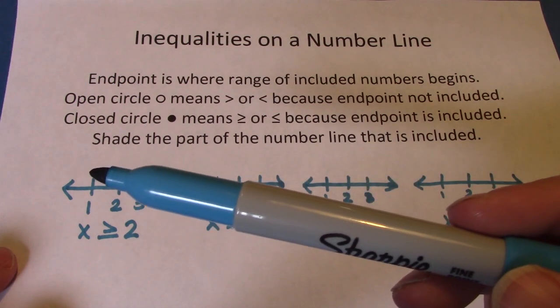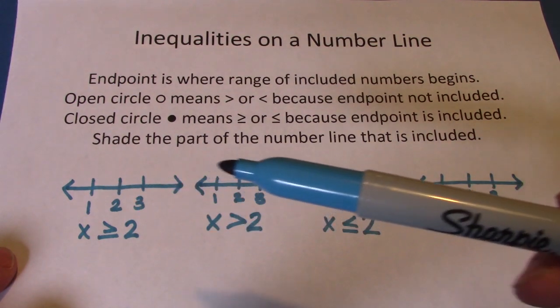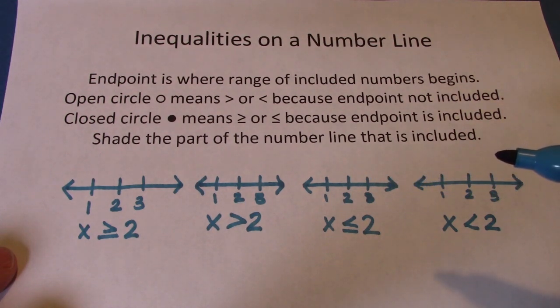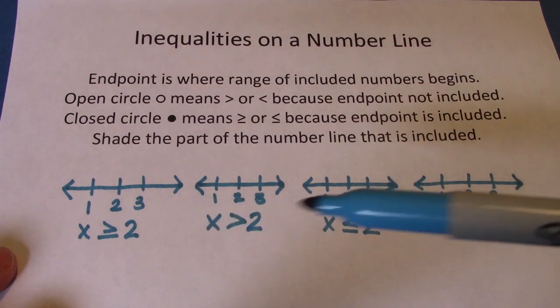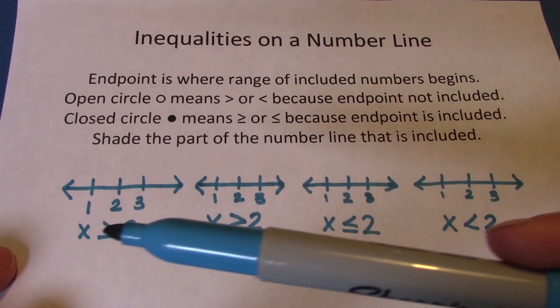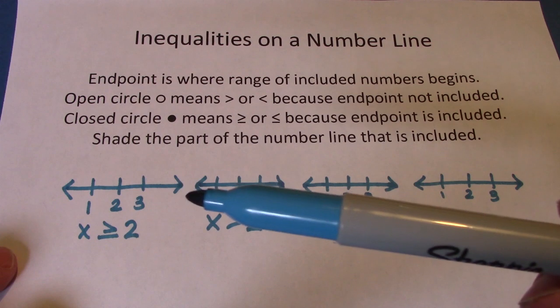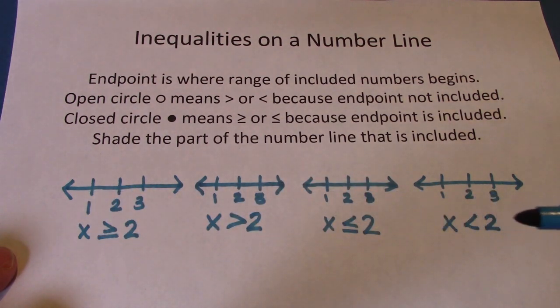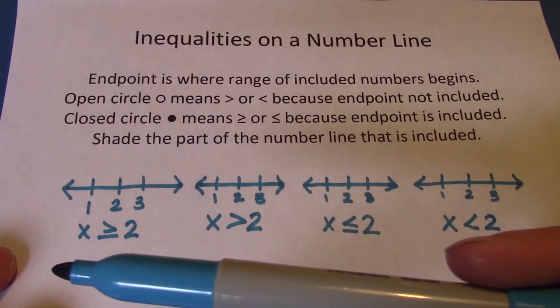Once we know where the endpoint is, we shade the part of the number line where the values are included. So let's do some examples. We have 4 number lines here. They all have the numbers 1, 2, and 3. Notice that on number lines there's arrows on the ends. That means that the numbers can continue forever and ever, upwards and downwards.